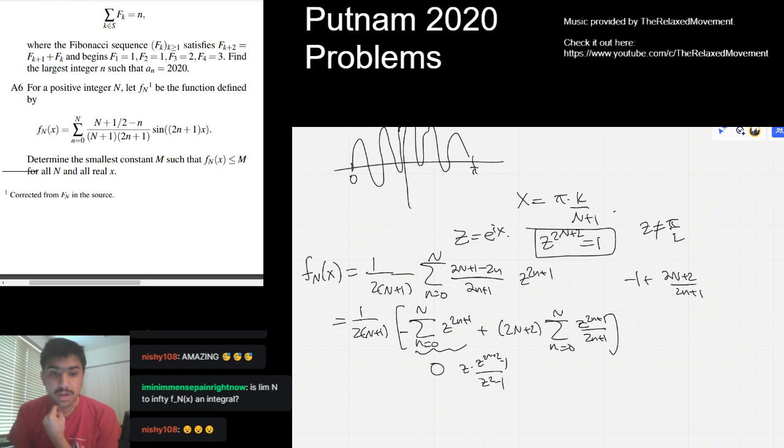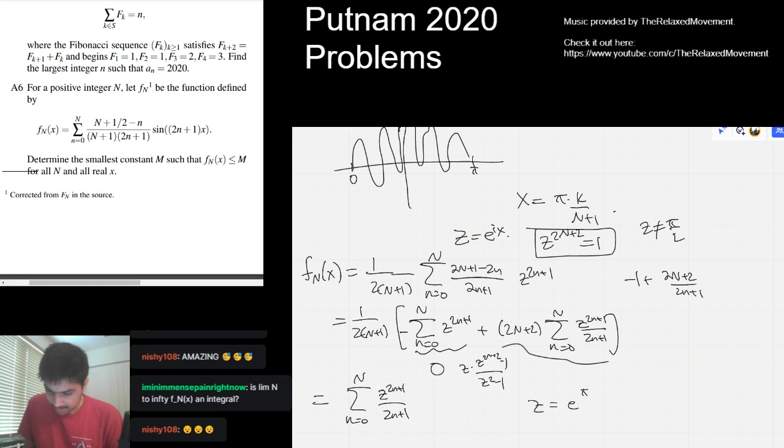So we're just concerned now with this term. This is equal to n plus... In fact, it's just straight up equal to, the 2n plus 2 cancels out. When z is equal to e to the pi i k over n plus 1. Okay, this isn't that bad, potentially.